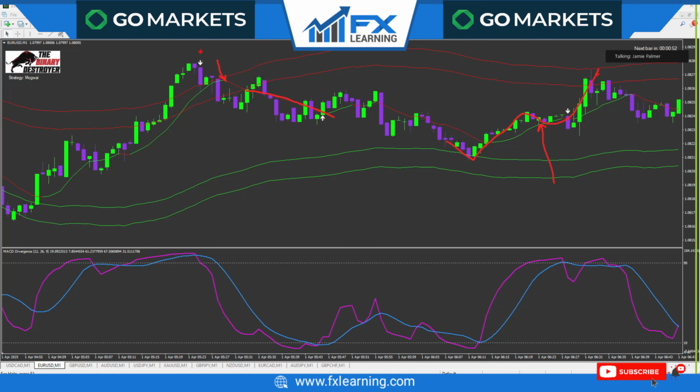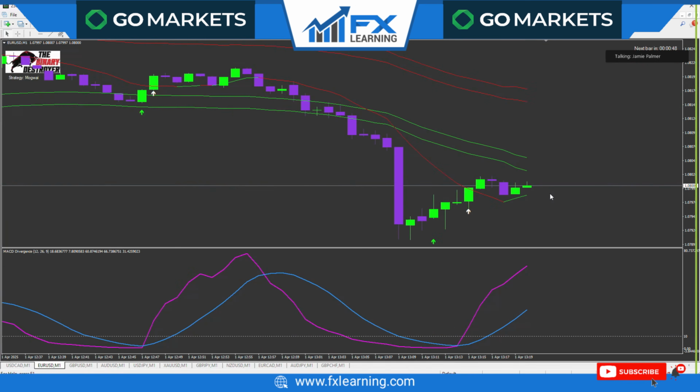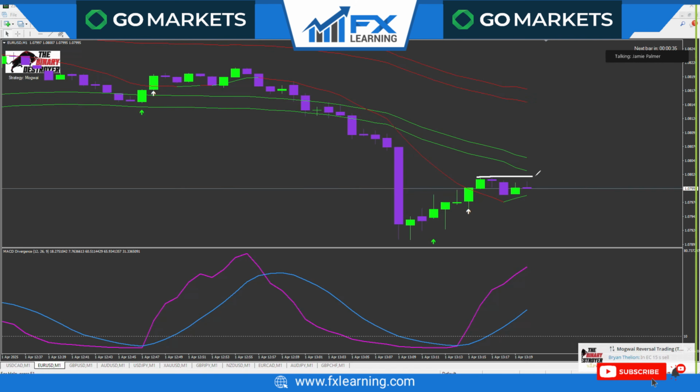So that's what I look for when I'm trading the Mogwai strategy. See how it's bounced off that TCA line there? What I'm ultimately looking for now, let me make this white so you can see, is a break there. If we've broken this here, we should definitely be hitting those 5 pips. Like I said, I really should be entering there, but it's not the end of the world.